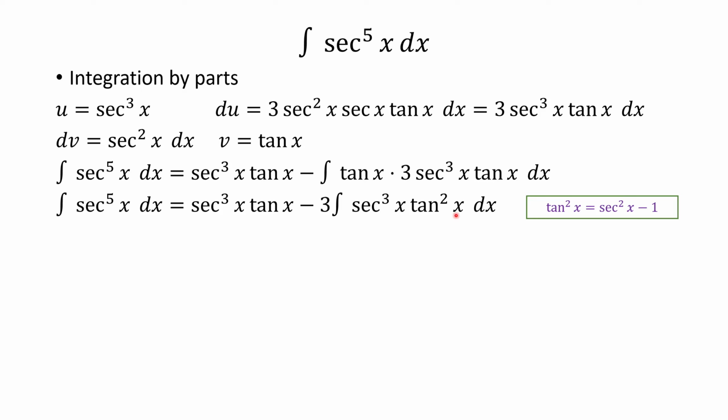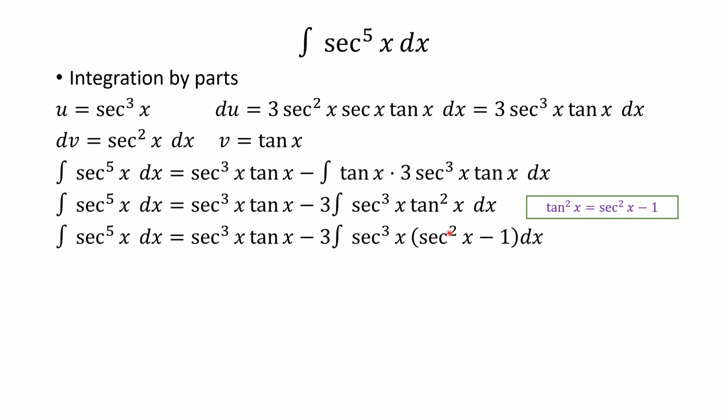So we're now going to replace tangent squared with secant squared minus 1. Again, the uv term is the same, the 3 is the same, the secant cubed is the same, and now all we've done is replace tangent squared with secant squared minus 1, according to this trig identity.